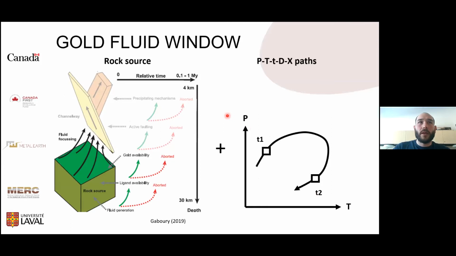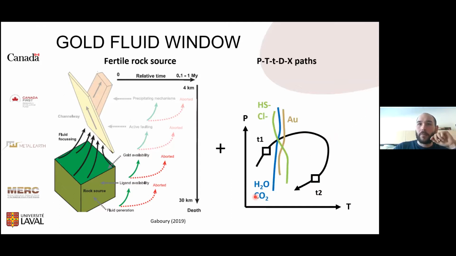So the general concept of the Gold Fluid Window project. Think about a rock source that contains a certain amount of fluid, ligands, and gold that is expected to have followed a certain PT path with a certain shape at a certain rate along a certain metamorphic gradient. We can expect that metamorphic reactions were involved. If we superimpose the reactions that were liberating some fluids, some ligands, and some gold, we can think about everything crossing at the same point. And this is what we call the Gold Fluid Window. So this is the general concept of the project.